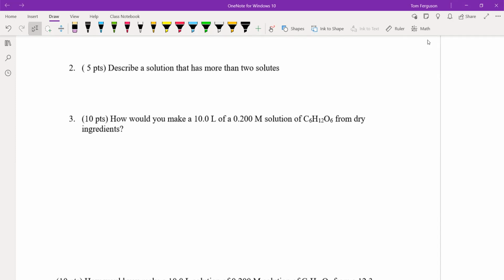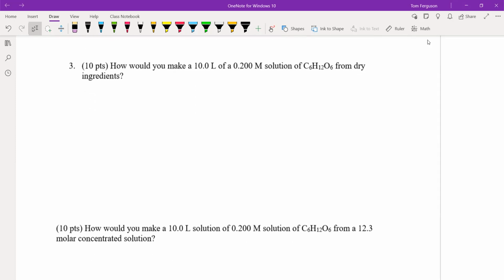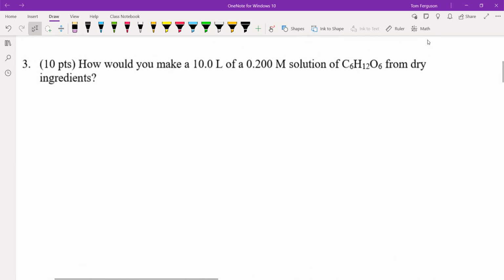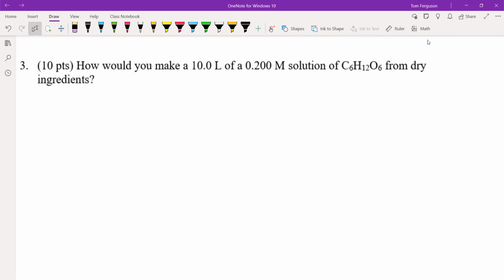All right, I've already talked about what a solution is. All right, so this is the quantitative part. How would you make 10 liters of a 0.200 molar solution of glucose, C6H12O6, from dry ingredients? Now remember, molarity is moles per liter.